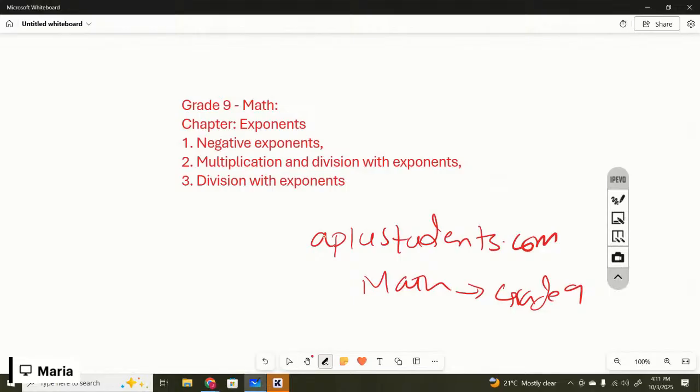The chapter we are on right now is exponents. The lessons we're going to cover today are negative exponents, multiplication and division with exponents. Let's just start with the lesson that is negative exponents.